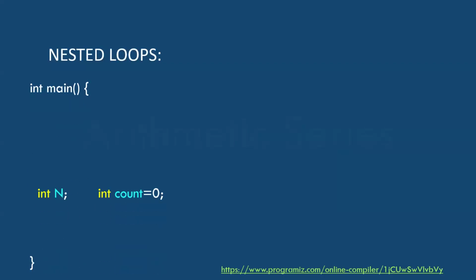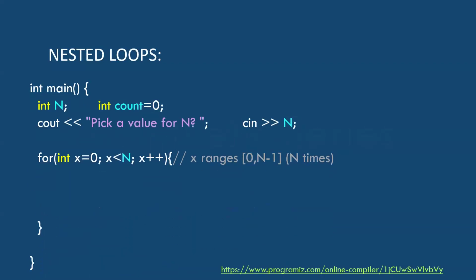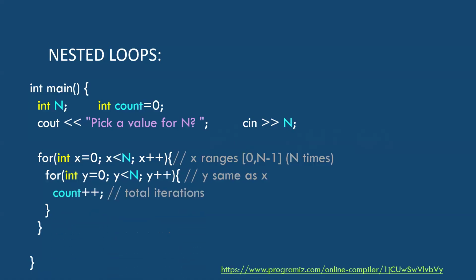But let's look at some code to start this conversation. If I showed you a for loop that goes from 0 to n, and then I put another for loop in there, y, that goes from 0 to n, and a counter in there, any guesses on the value of the count after this thing is done executing?